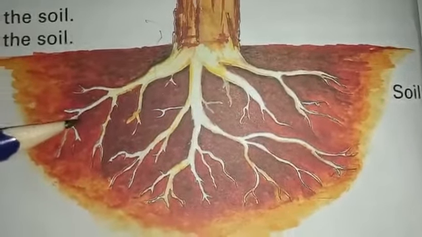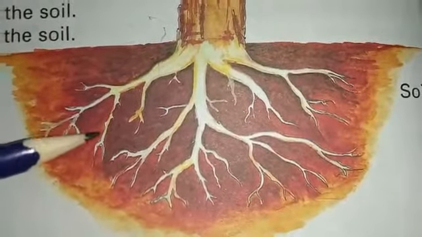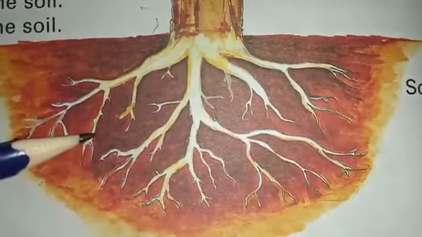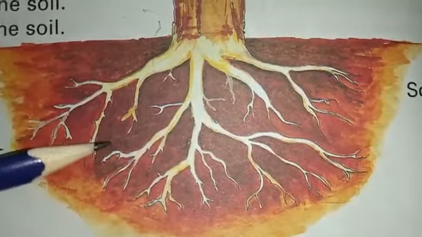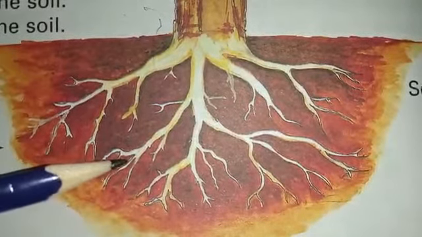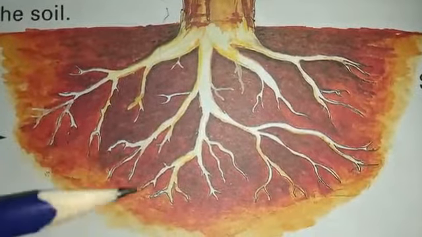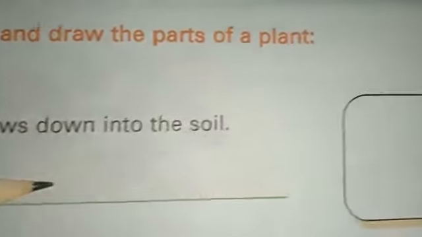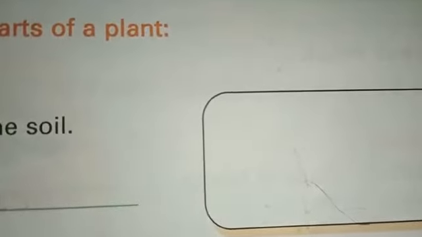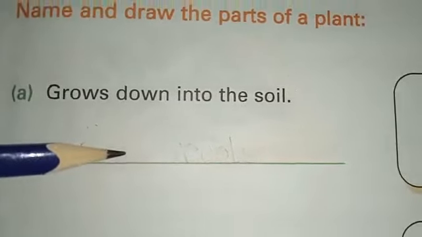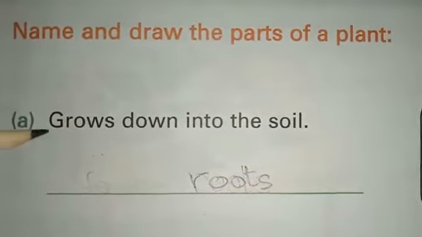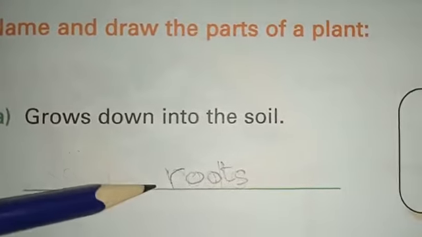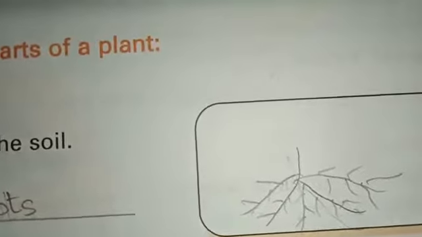Yes, this is roots. All plants have roots and roots grow down into the soil. Roots take water from the soil and roots have many small branches, as you can see. So here we will write roots and then draw roots. Let me show you how. So grows down into the soil is roots, and we have drawn the roots.